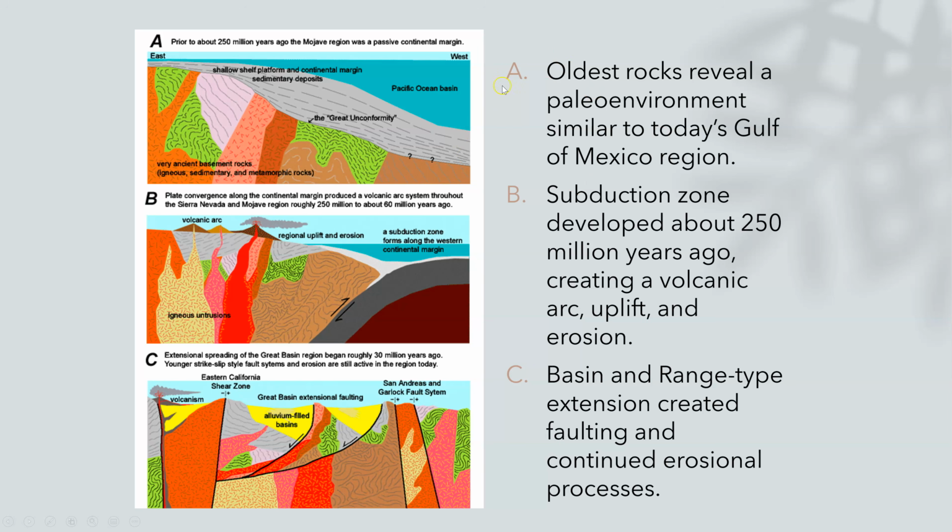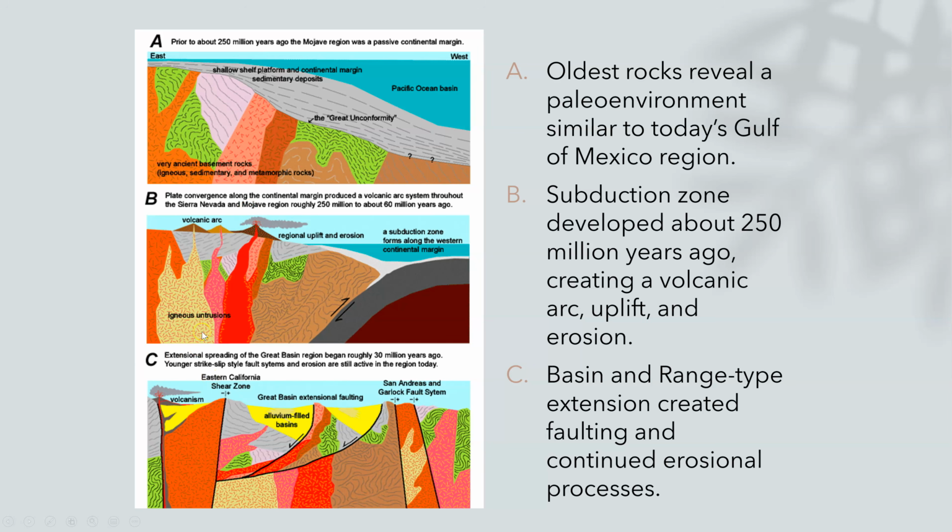The oldest rocks reveal a paleo environment that's similar to the Gulf of Mexico. If we look at this, this is the Great Unconformity. Here we have the Pacific Ocean, shallow shelf where we see sedimentary deposits, and a lot of this stuff down here is going to be the basement: igneous, metamorphic, some sedimentary. And then we see the subduction of the Farallon plate here. So we have a subduction zone that forms along this western margin. We see regional uplift, erosion, and volcanic arcs.